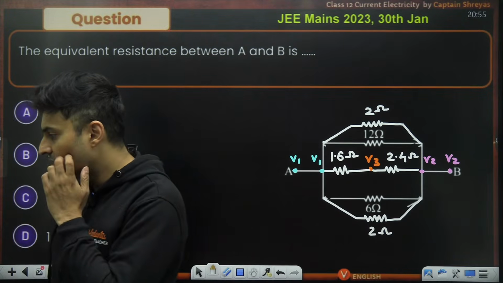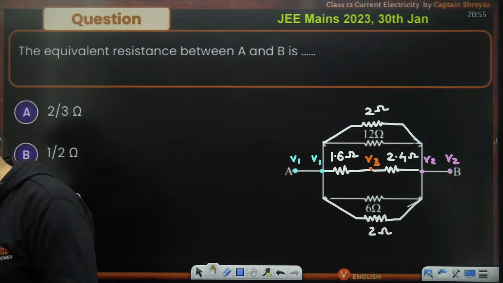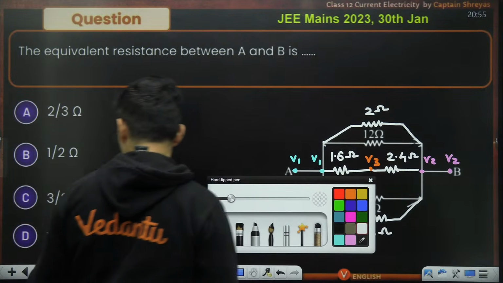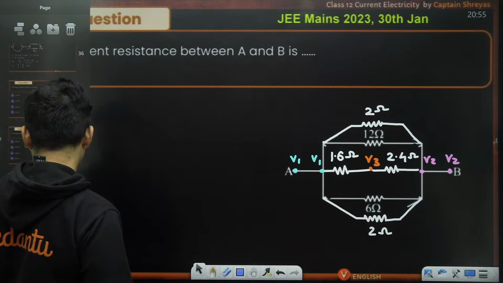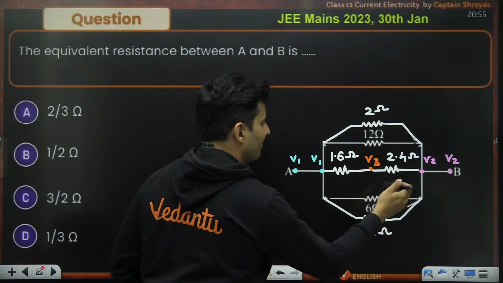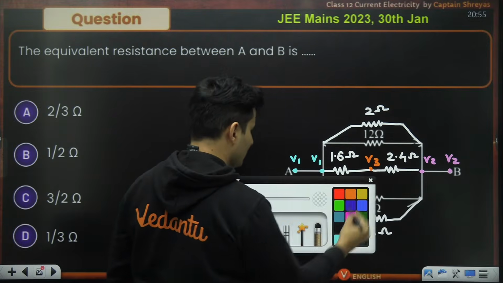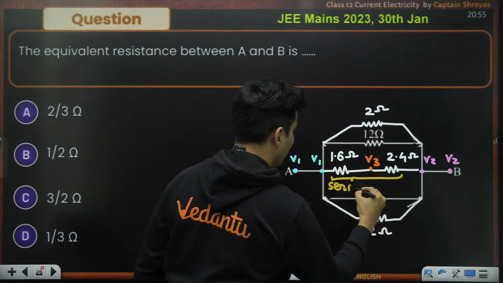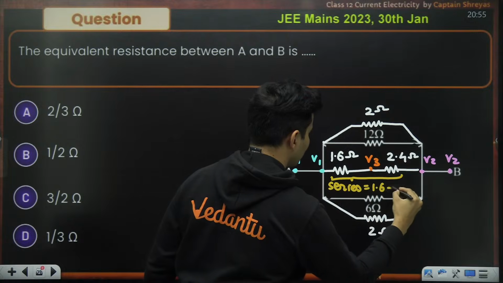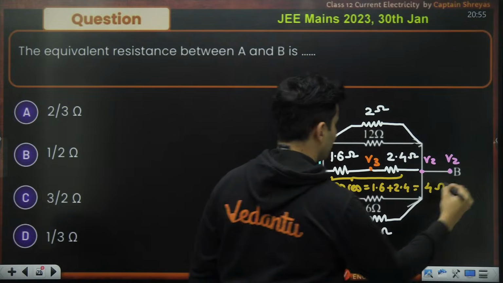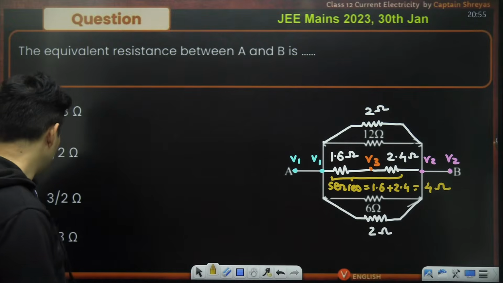Now, does it look solvable? Guys, I'm pretty sure it looks solvable. The next step itself should tell you, this 1.6 and 2.4, if you add them, they are in series, right? So in series, what will be their effective combination? 1.6 plus 2.4. Yeah, it will be 4 ohms. Is that right? That will be nothing but 4 ohms.